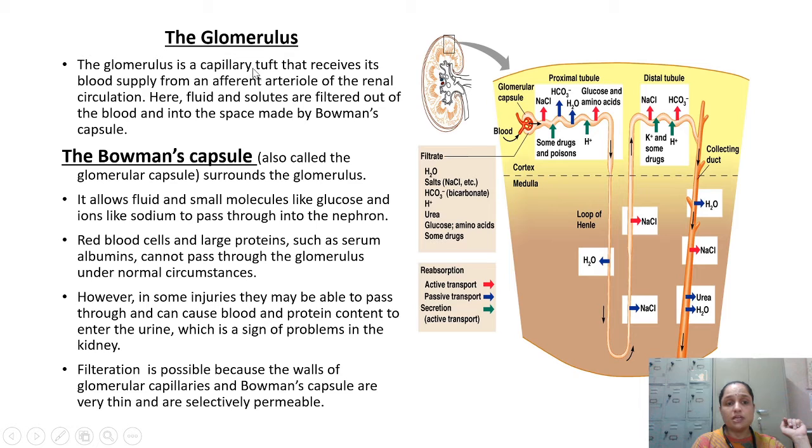So glomerulus is a capillary tuft that receives its blood supply from the afferent arteriole of the renal circulation. तो रीनल सर्कुलेशन मतलब होता है रीनल एक ऐसी पाइपलाइन है जो कि किडनी में ब्लड की सप्लाई देती है. तो रीनल आर्टरी और रीनल वेन दो इसके पार्ट्स है. Okay, here fluid and solutes are filtered out of the blood into the space made by the Bowman capsule.